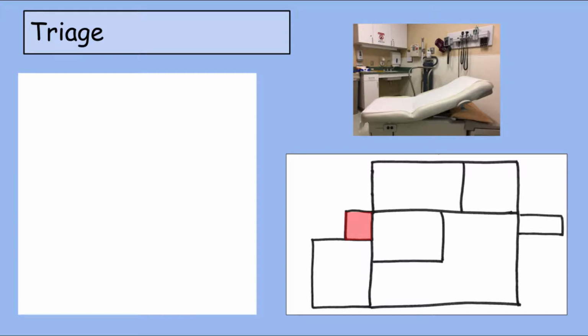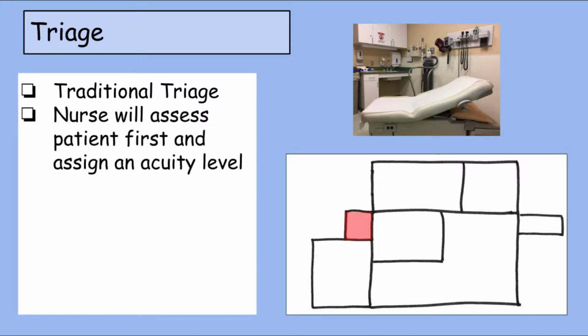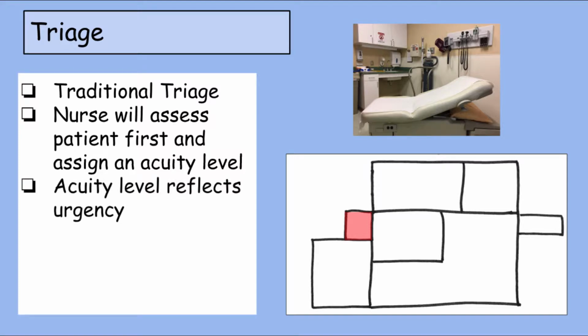manage patients in the ER is they create a system of triage. Basically, in a traditional setting, you'll have a nurse who will meet with the patient, figure out what their chief complaint is, figure out how well they're doing, and then assign a level of acuity. That can be from level 1, depending on the system you're using, down to level 5, which would be low acuity. And that acuity reflects urgency.